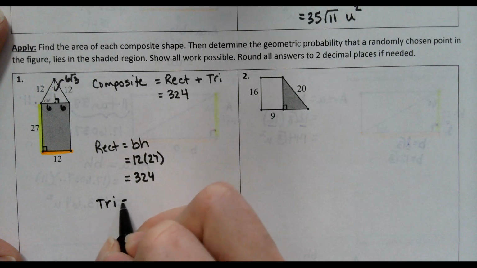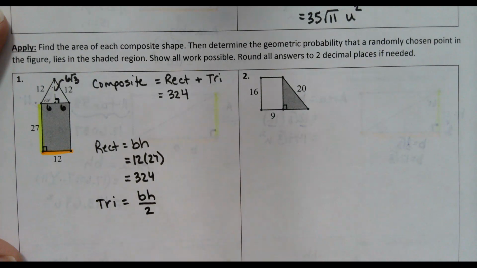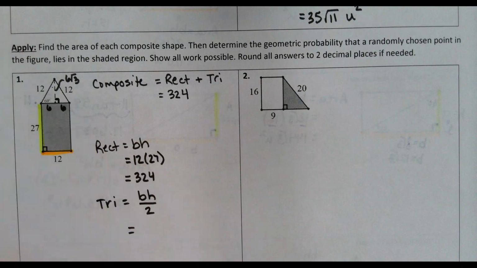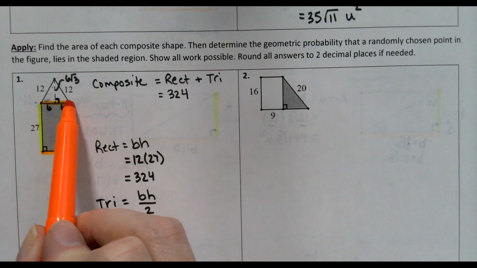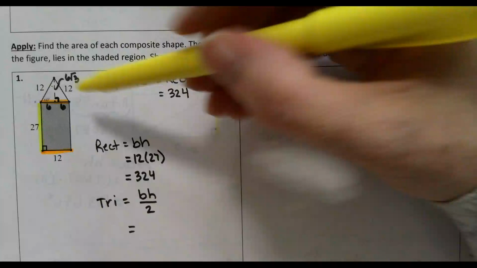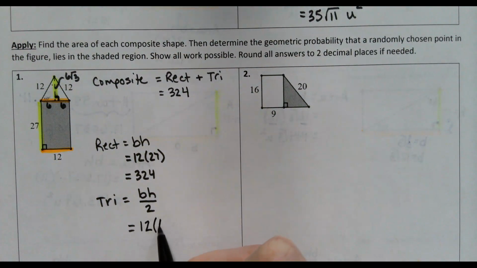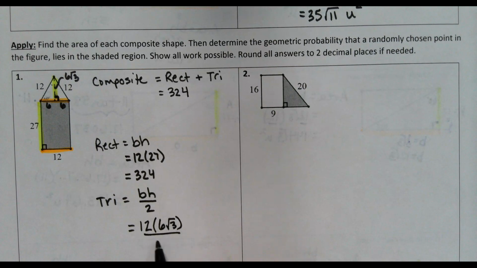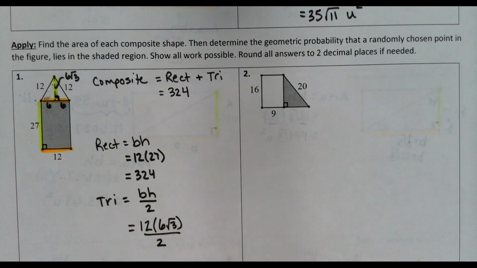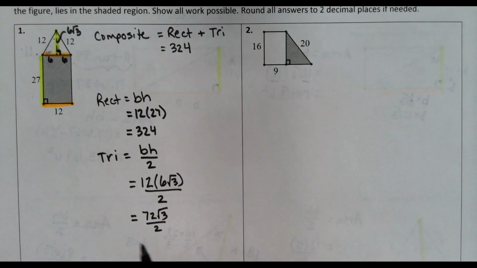So the triangle part of this calculation, BH over 2, is going to have the same base, I should probably highlight that so we can see it, as the rectangle, but it has a different height. So 12 is still going to be the base, but the height is going to be that 6 root 3 that we just figured out with the help of that 30, 60, 90. Again, keeping our answers exact, that would give us 72 root 3 over 2. Sorry, I ran off the screen there. And then that would be 36 root 3, completely and totally simplified.